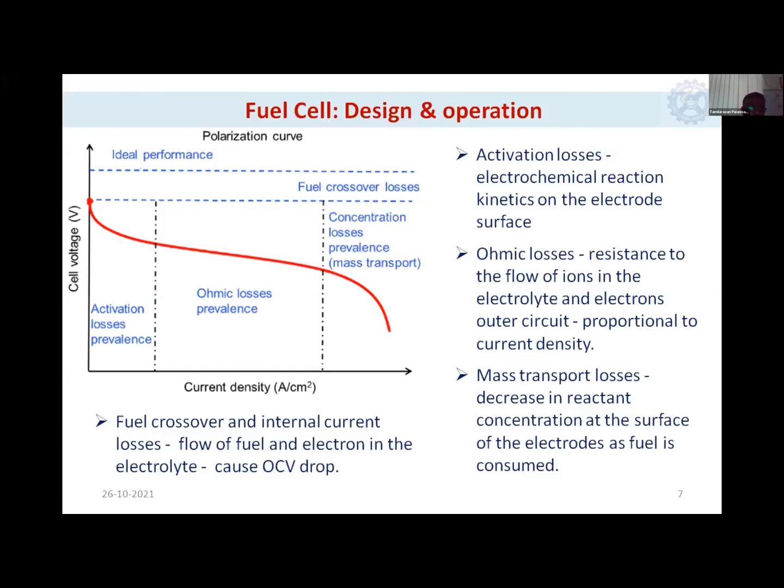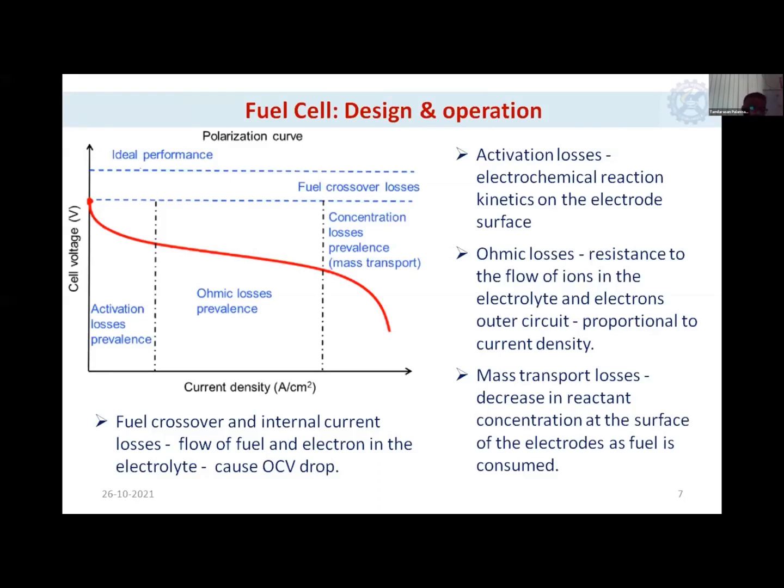Okay. So the next drop will be because of the activation losses. This is because initially your device should take up the fuel and oxidant, and it should ionize, and the ion should cross all the way to either end, maybe from the anode to cathode or cathode to anode. This is important. So these things may not be energetically feasible at the initial stage. So this will consume some amount of energy.